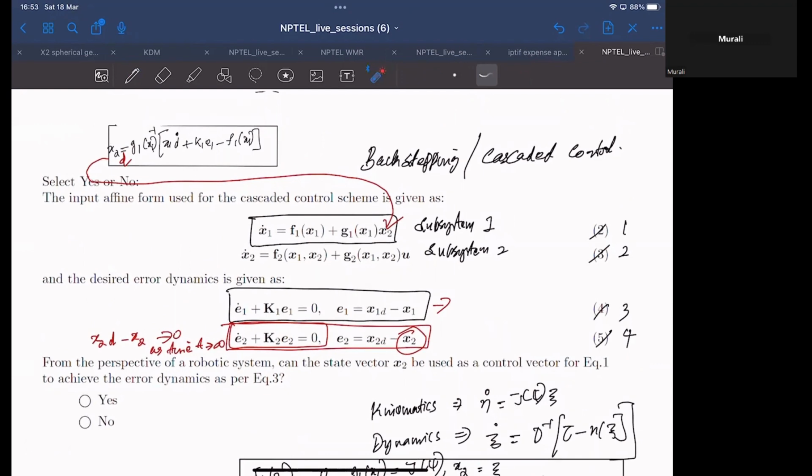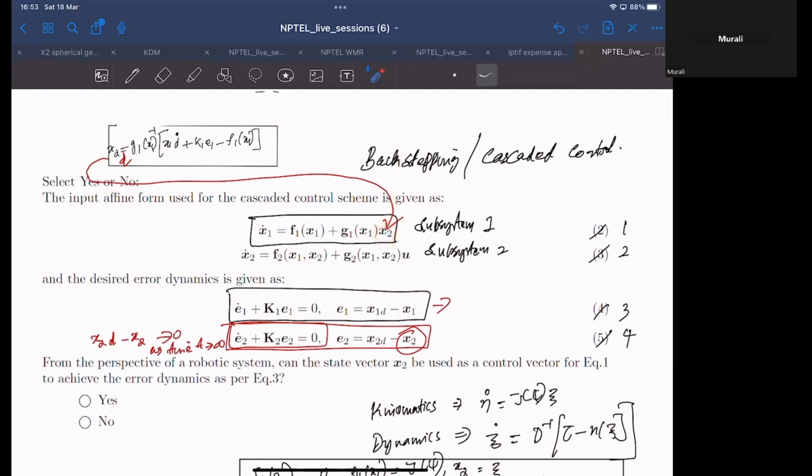This expression is subsystem 1. This is subsystem 2. And in order for subsystem 1 to follow this error dynamics, as per question number 3, our requirement is that we want subsystem 1 to follow this error dynamics. Then how would we design this x2, this control input? It should be as per this expression, right?